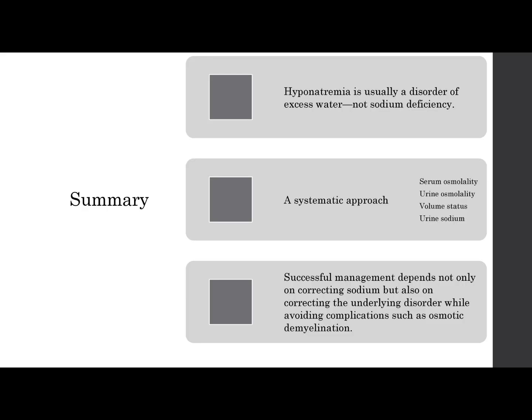To summarize, hyponatremia is usually a disorder of excess water, not sodium deficiency. A systematic approach using serum osmolality, urine osmolality, volume status, and urine sodium will correctly identify the cause of hyponatremia in the vast majority of patients. Remember, successful management depends not only on correcting sodium but also on correcting the underlying disorder while avoiding complications such as osmotic demyelination.